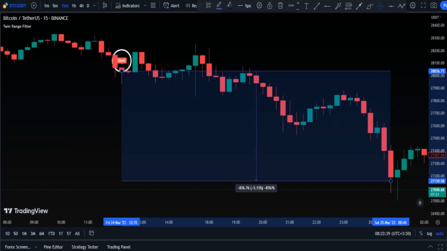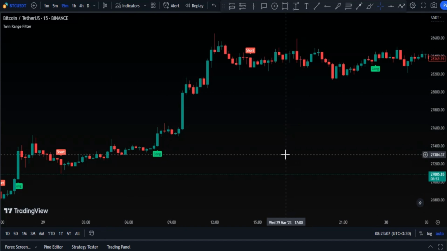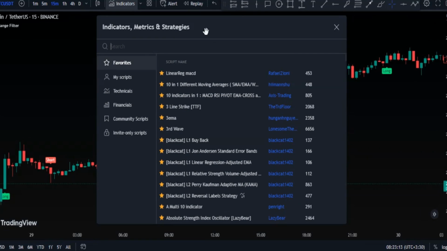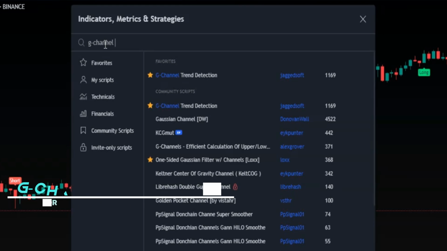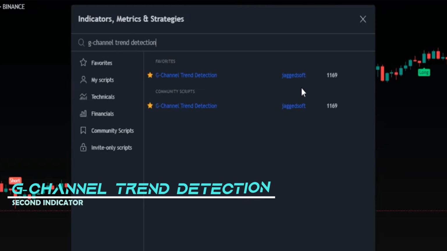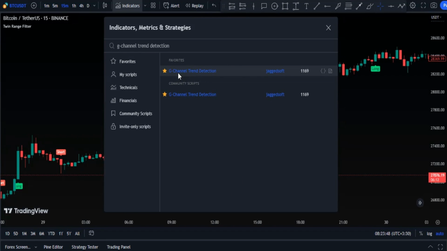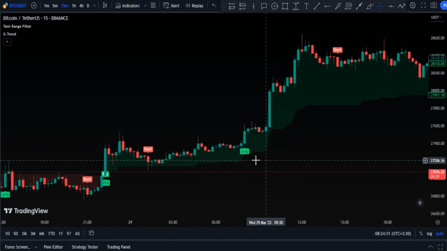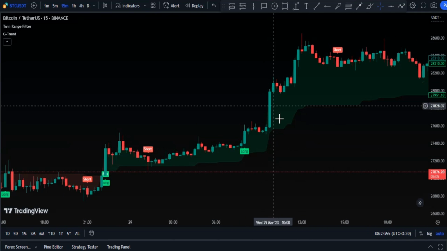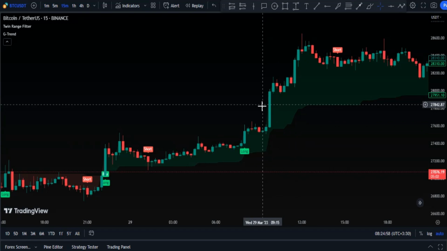In order to do that, I'm going to use two other indicators for this strategy. So I open the indicators tab of TradingView again, and this time search G channel trend detection, and I click on this indicator to apply it to my chart. Actually, this indicator will be helping us to figure out the short-term trend of the market. But we could improve the indicator's visuals.